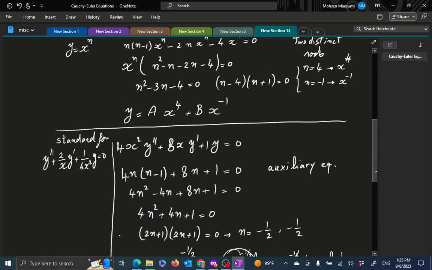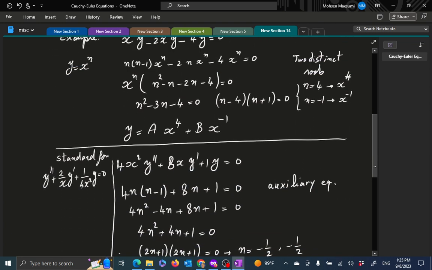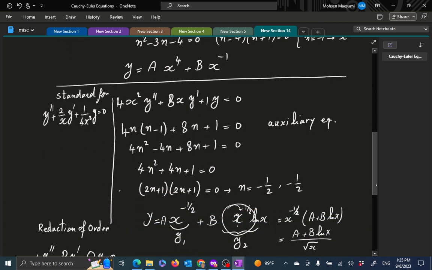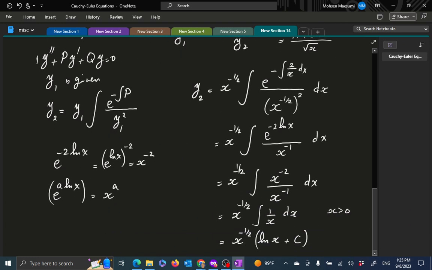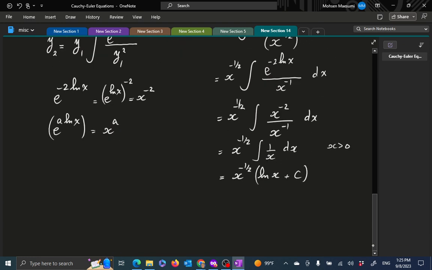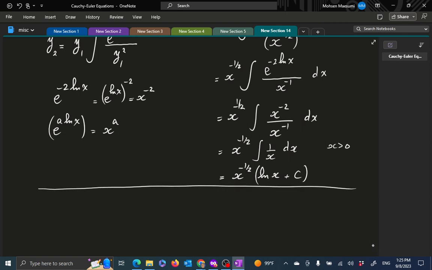For identical roots, we had to use reduction of order to get the second solution, and typically a logarithm is involved there. So you always see some logarithm resulting from this integration.